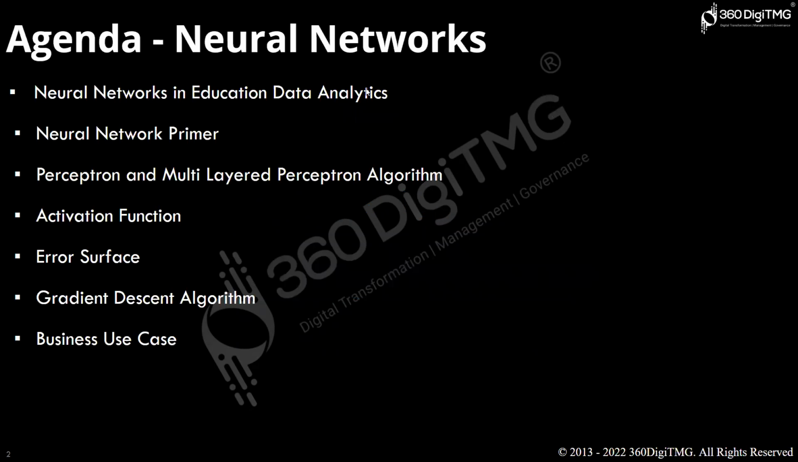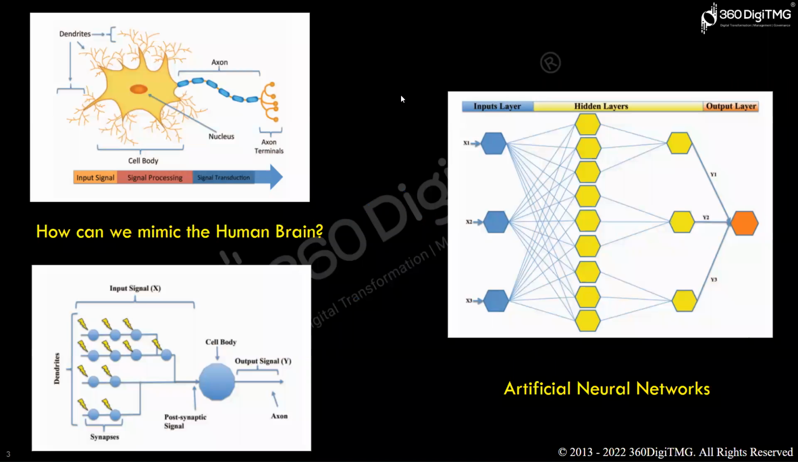So agenda, what are we going to learn in this video? Neural networks, and how we are going to implement them. And neural network primer, perceptron, activation function, error phase. So this is how the neurons work, guys. We're going to see how it is going to mimic the human brain.